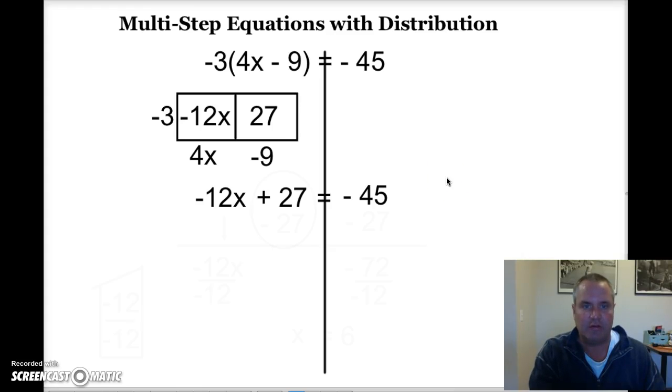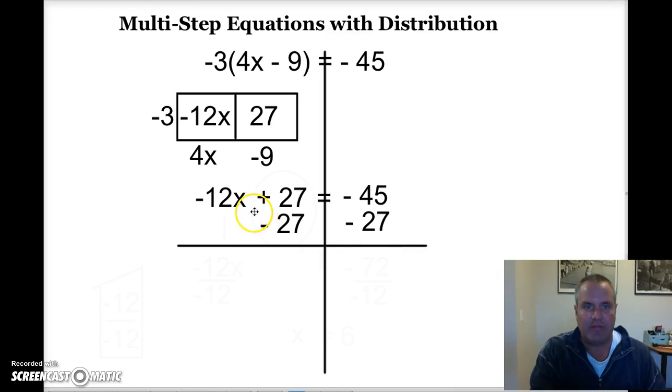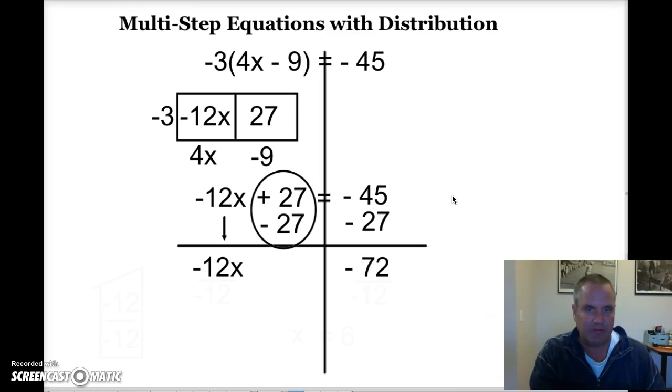The next thing I'm going to do, after I've simplified my equation, is get my x's to one side of the equation and my numbers to the other side of the equation. The way I'm going to do that is by adding 27 to both sides of the equation. After I do that, I notice that I have a zero pair over here. Positive 27 and negative 27 make 0. I'm going to drop the negative 12x down on the left-hand side of the equation, and then I'm going to combine negative 45 and positive 27 to make negative 72.